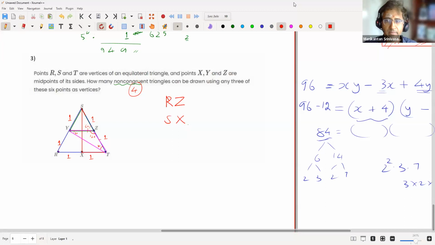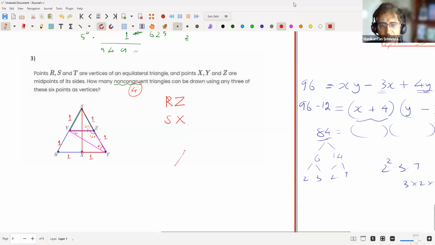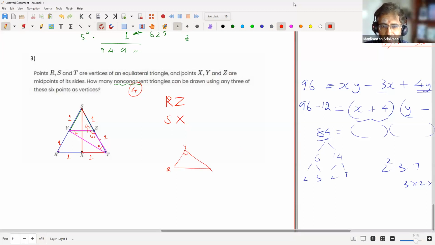Find these 2 lengths for me. I have a question. Yes. What about the triangle RYT? RYT, that is a right angle triangle, right? That's same as SXT. RYT, this is the right angle here. RYT. Agreed? Yeah.